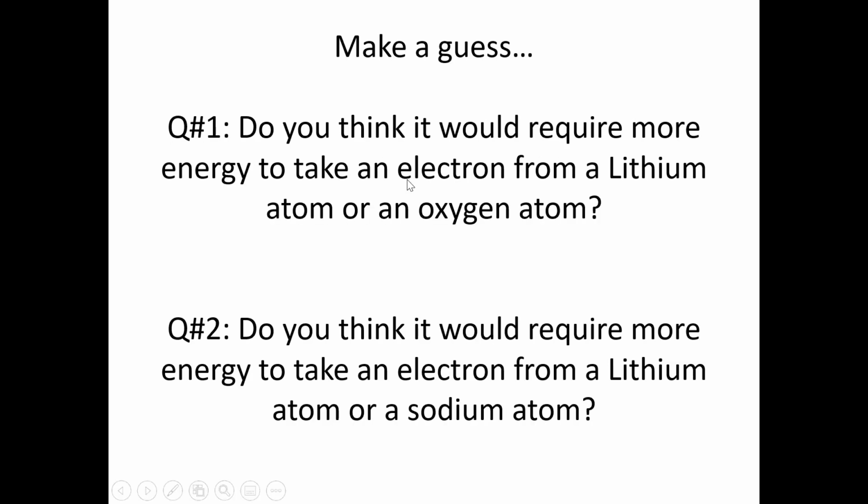All right, make a guess. Do you think it would be harder and take more energy to take an electron away from a lithium atom or an oxygen atom? Hint, which one's holding its electrons more tightly? Okay, pause and write down your idea. Question number 2, do you think it would require more energy to take an electron from a lithium atom or a sodium atom? These are in different periods. Lithium's in period 2 and sodium is in period 3. So pause video, make your guess.